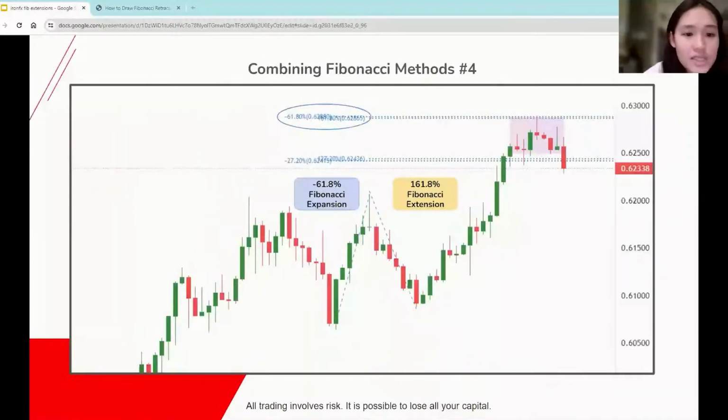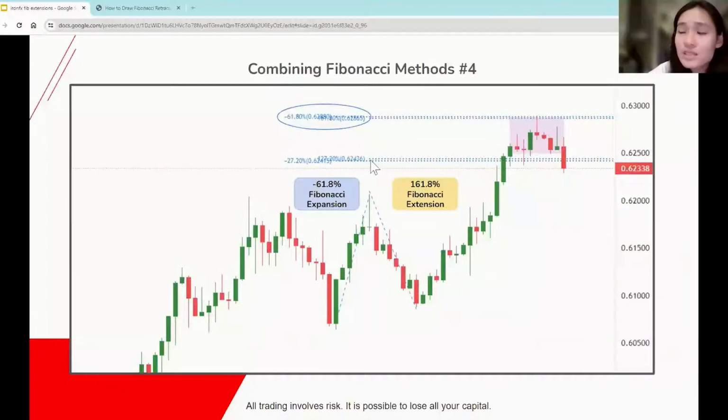Last example, I think. In this example, we are looking at an expansion and an extension. For expansions, remember we're looking at the negative levels, and we're also looking for a lightning bolt shape. The lightning bolt shape is like this. The minus 61.8% lines up nicely with our 161.8. You can see that the minus 27.2 expansion also lines up nicely with the 127.2.